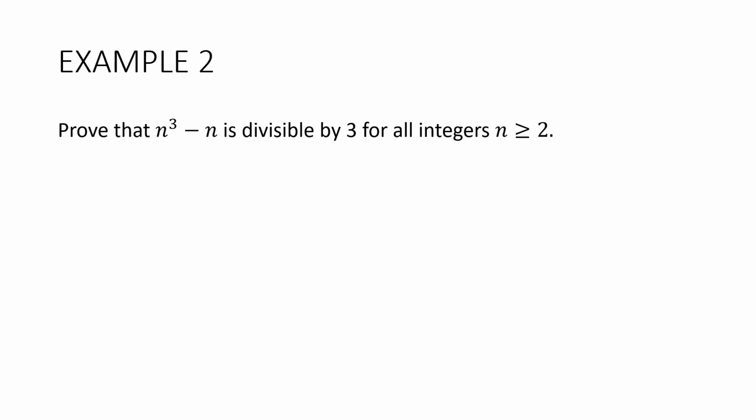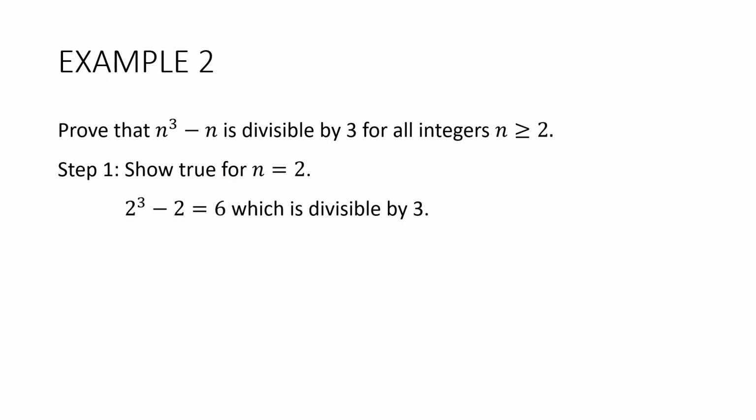Let's try another one. Example 2. Prove that n cubed take away n is divisible by 3 for all integers n is greater than or equal to 2. So this time my initial condition is n equals 2. So step 1, show it is true for n is equal to 2. Let's substitute 2 in for n. 2 cubed is 8, take away 2 is 6, which is divisible by 3. Therefore, it is true for n equals 2.